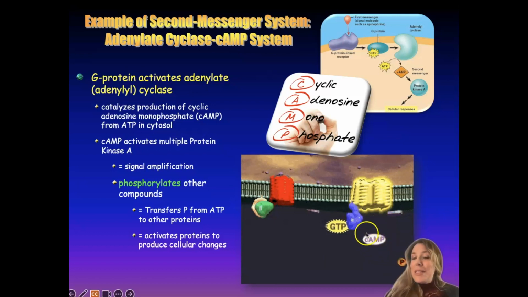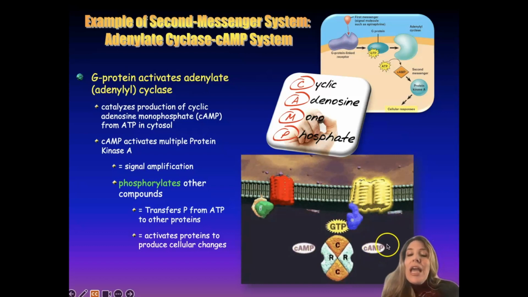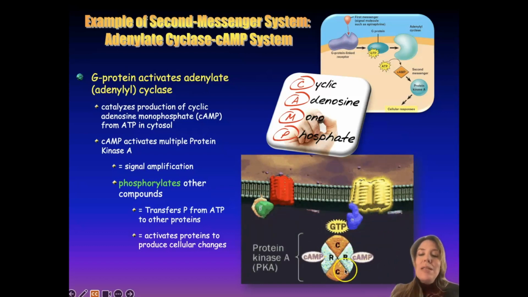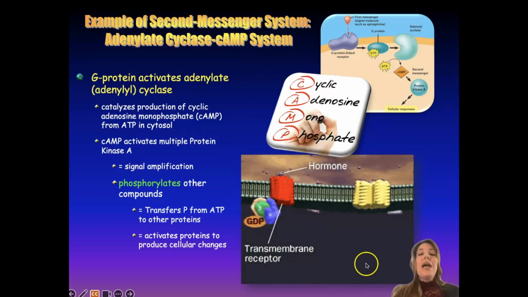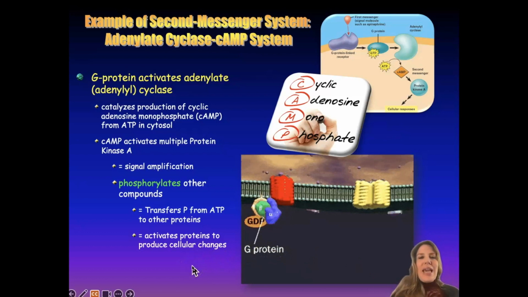And the reason why the C is there for cyclic is because watch what happens. Once cAMP is produced, that's your second messenger. It's now going to bind to an enzyme called protein kinase A. And when it binds to protein kinase A, you get this nice cascade of effects, so cellular responses.